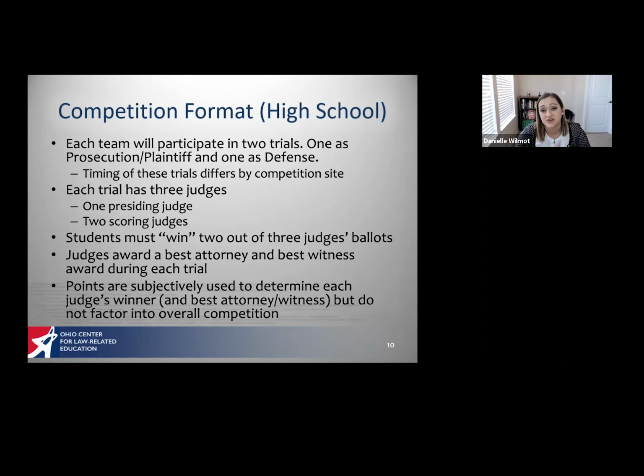Timing of the trials will differ by competition site. When we do the district and regionals, we have that throughout multiple counties in Ohio, so we don't have one set time. It's always on the same day, but not always at the same time. So check your mock trial file for that because everything is included in your case packet.